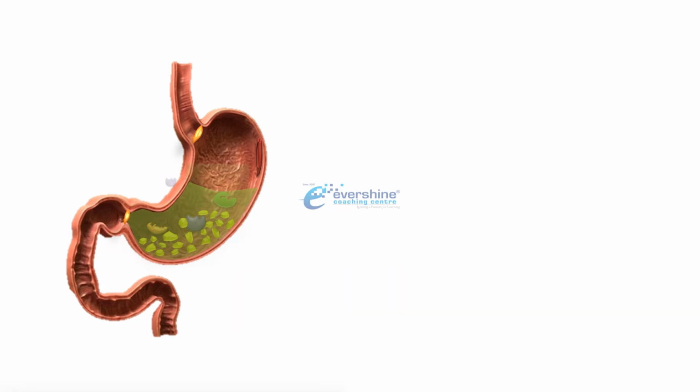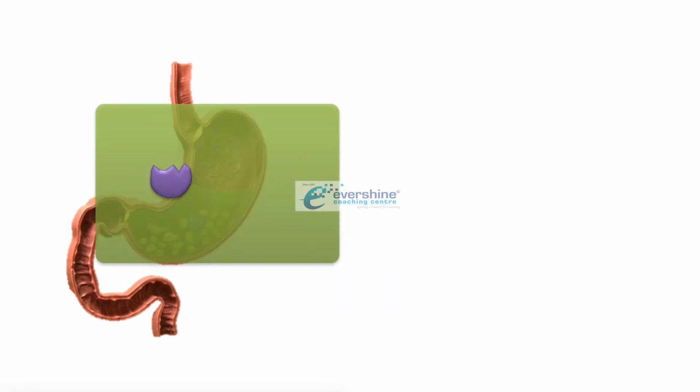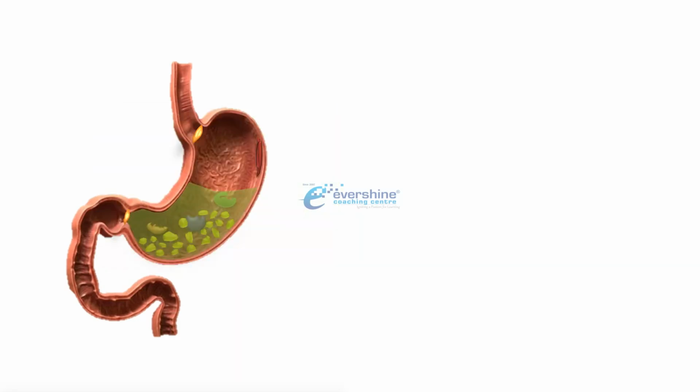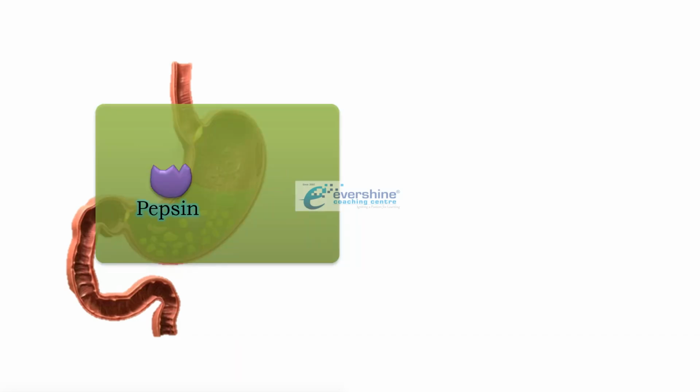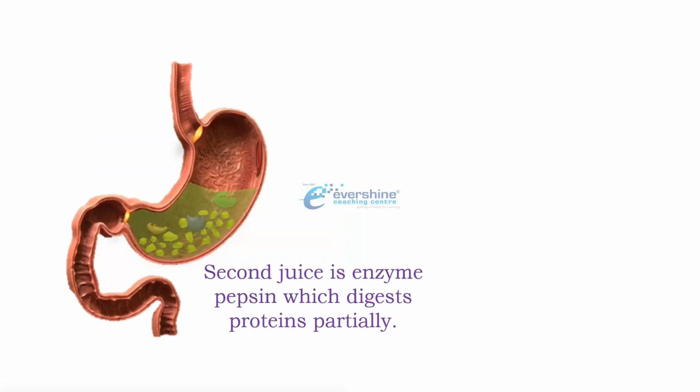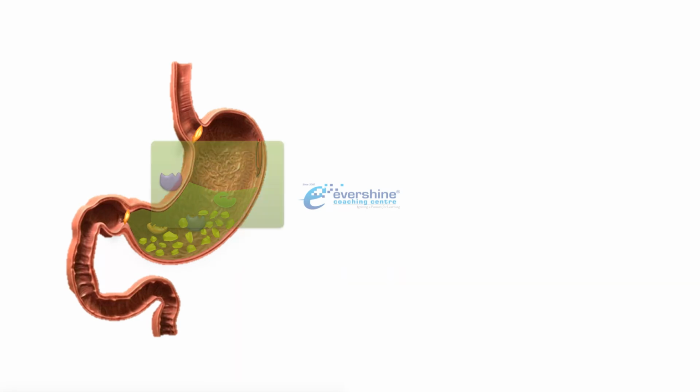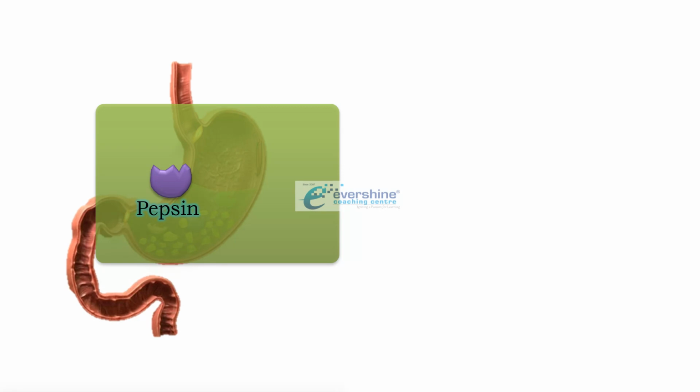Next we have an enzyme. Can you see here? This is the enzyme. It's called pepsin. Now what does this pepsin do? Can you remember the previous slide? Pepsin is partially digesting the proteins. Are you getting it, children? This pepsin partially digests the proteins.